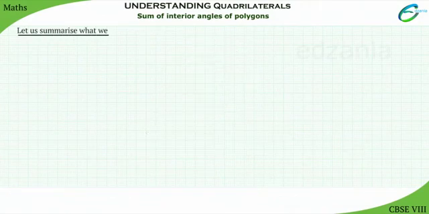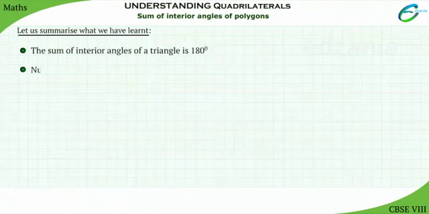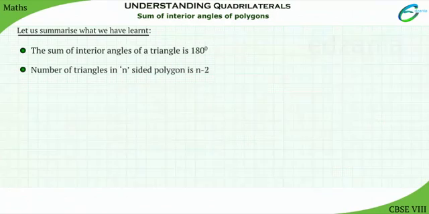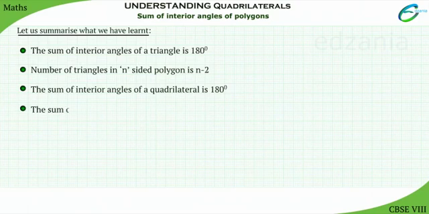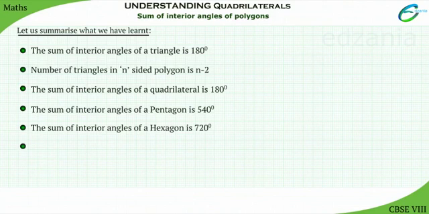Let us summarize what we have learned. Sum of interior angles of a triangle is 180 degrees. Number of triangles in an n-sided polygon is n minus 2. Sum of interior angles of a quadrilateral is 360 degrees. Sum of interior angles of a pentagon is 540 degrees. Sum of interior angles of a hexagon is 720 degrees. Sum of interior angles of an n-sided polygon is (n minus 2) times 180 degrees.